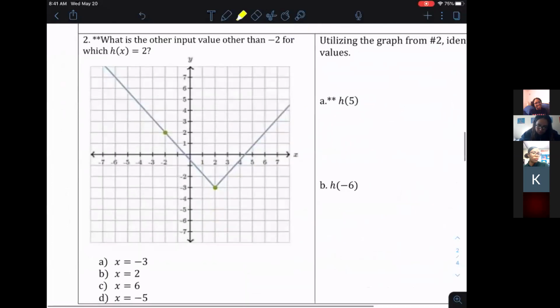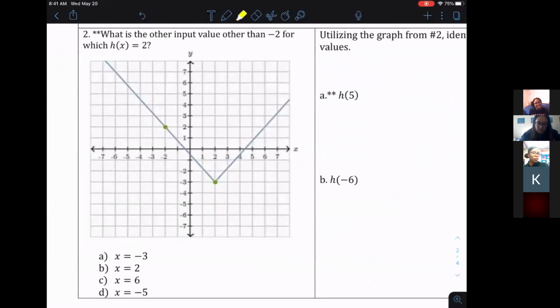For number 2, what is the other input value other than -2 for when h of x is 2? So here's h of x is 2. They said besides -2, where else does this happen? I'll take a quick hand here. Besides -2, where is the other point where the y value is 2?